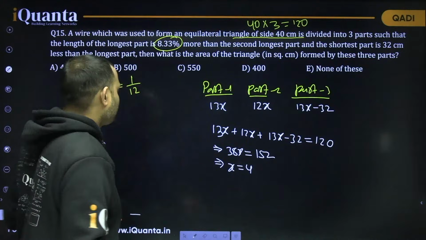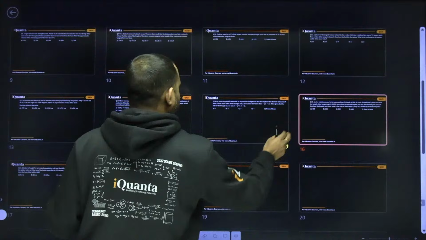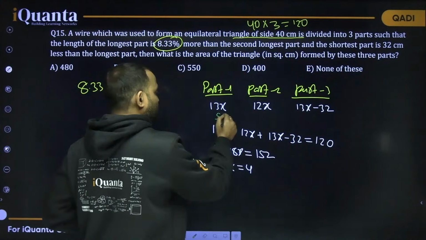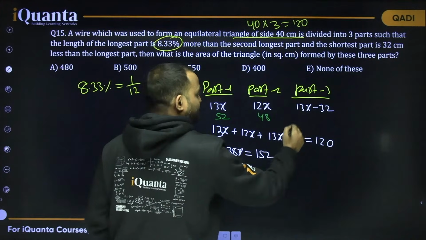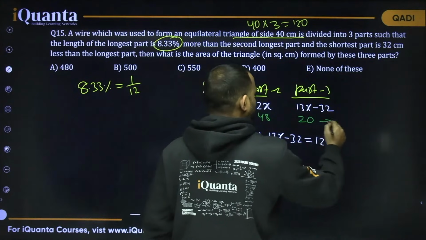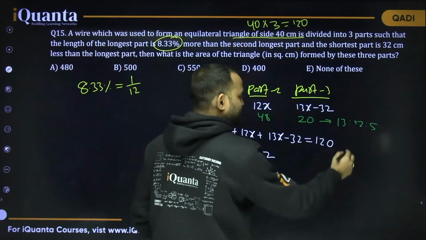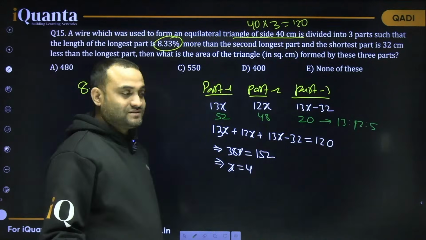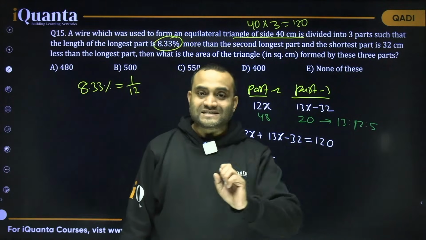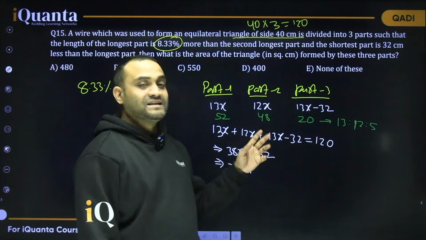If x is equal to 4, these lengths that we are talking about will be 52, 48, and this will be 20. So if you check the ratio, it is 13 is to 12 is to 5, which makes it a right angle triangle. What did I say in the last class? Whenever all 3 sides are given for a triangle, you must check the ratio. Most of the time you will find that it's a right angle triangle.